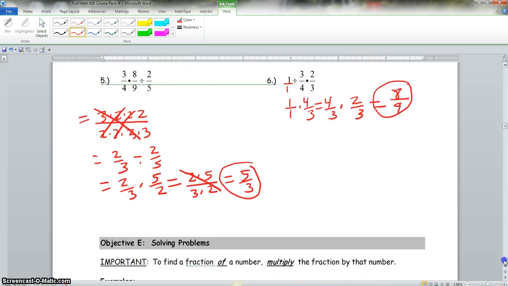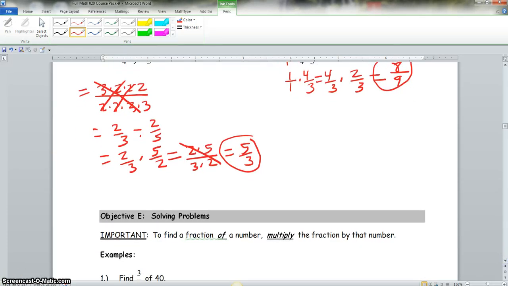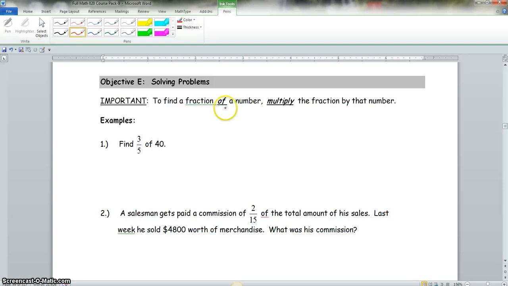Now we scroll down to objective E. It says to find a fraction of a number, multiply the fraction by that number. Example, find 3/5 of 40. So that'll be 3/5 times 40. And we'll make that 40 over 1.